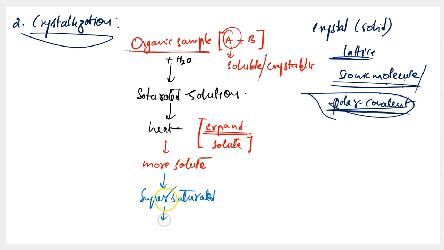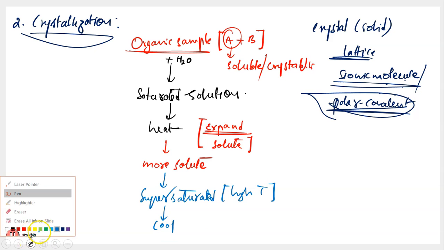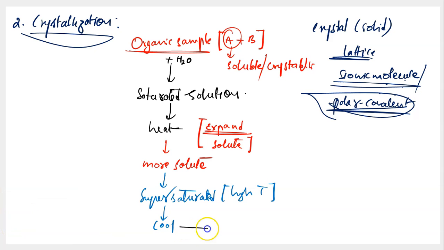And after creating the supersaturated solution, which is actually at high temperature because you created it by heating, so the supersaturated solution is at a temperature above room conditions. So you have to cool this supersaturated solution. And when you cool it, what happens? All the extra solute that you have added will precipitate, or you can also call it, will crystallize.